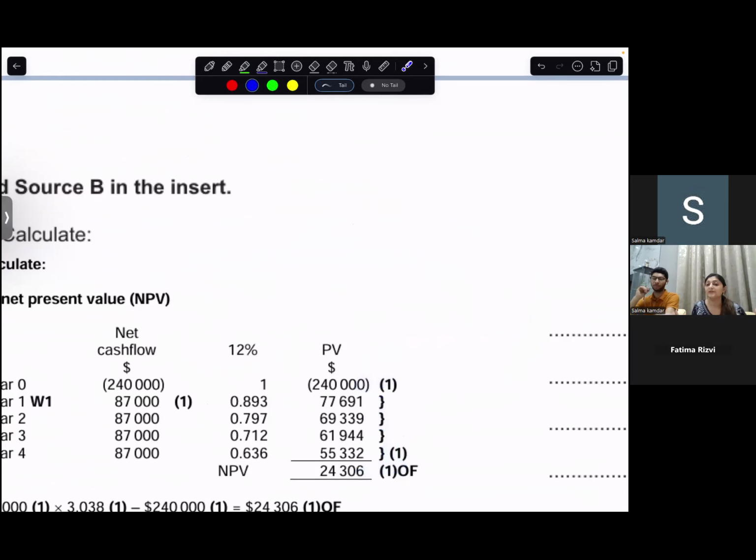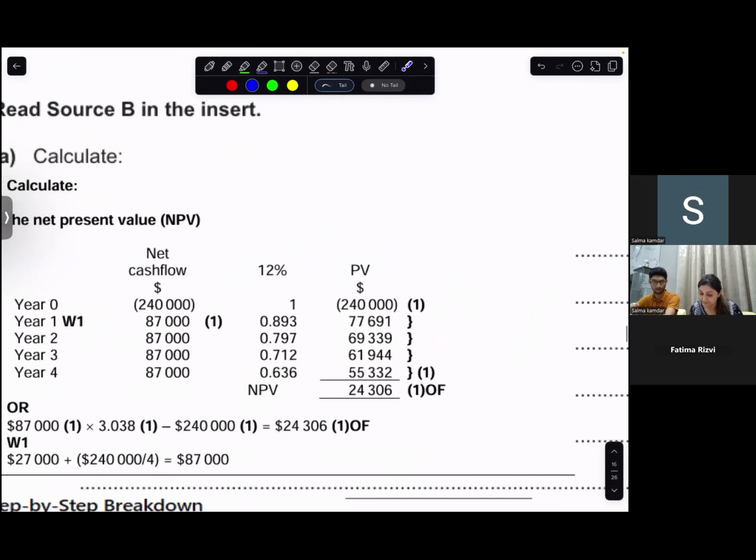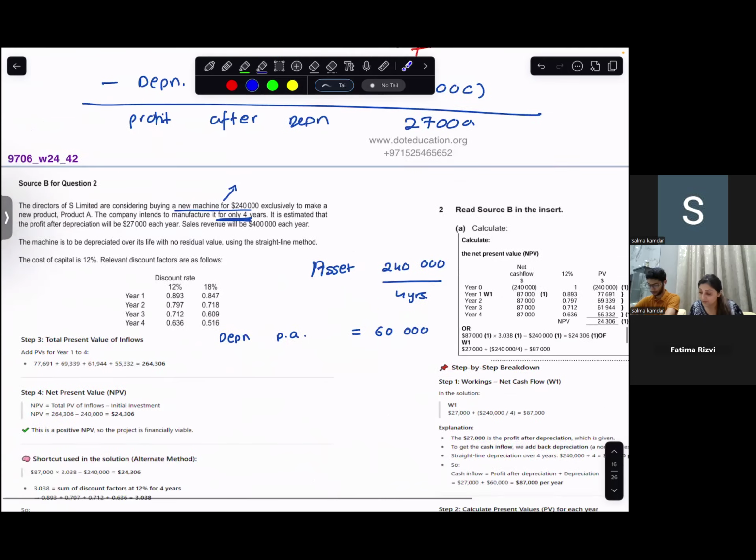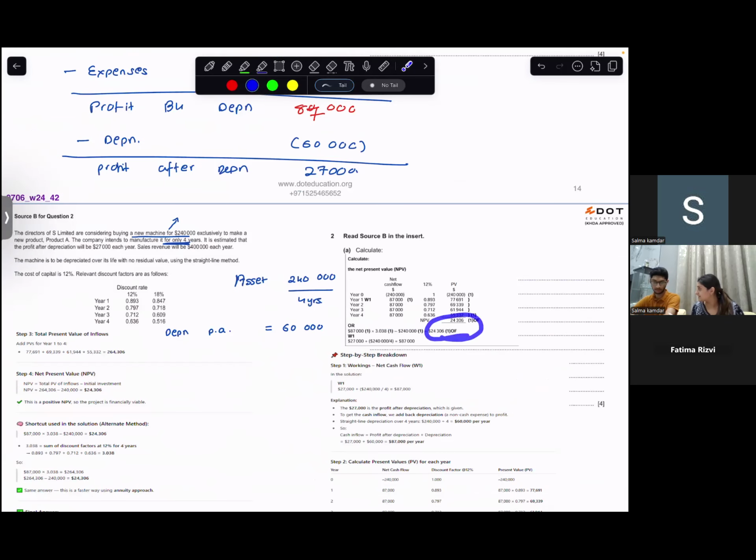Those who are watching the videos, it is advised that you pause the video, do your calculations and then restart. So we have arrived at our net present value, which is positive 24,306. I hope that's clear.